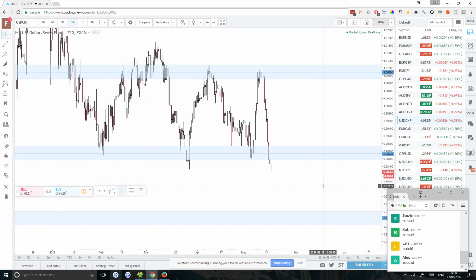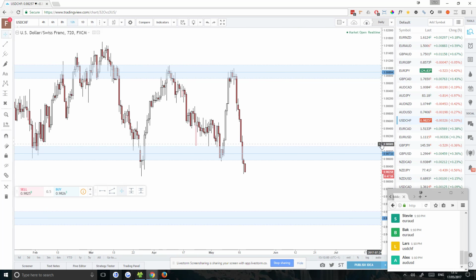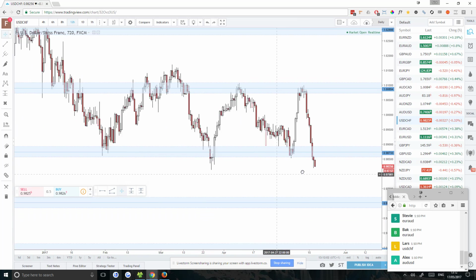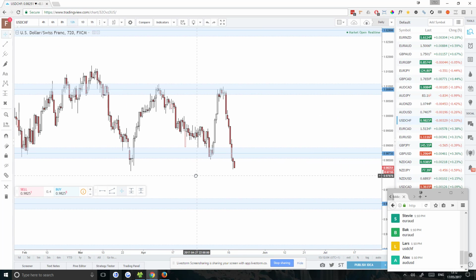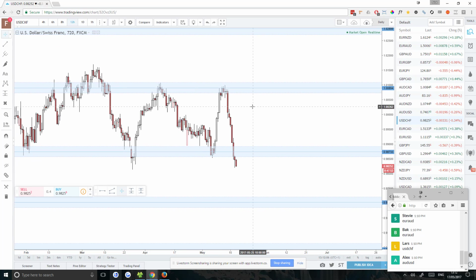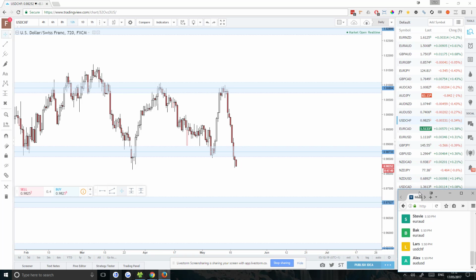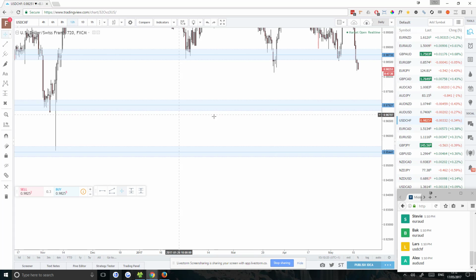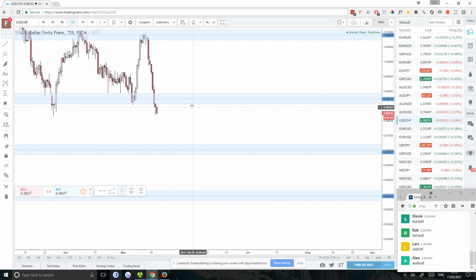Check it out on the 12 hour. Yeah, it's dropping quite heavily on the 12 hour. That USD CHF move is crazy. I'm very curious to see where it stops, but it doesn't look like it's going to stop anytime soon. This is the next support area, all the way down here at 0.9700. That is the next support area. It's a major support area. Let's see if it reaches down there, and if it does, let's see what happens.